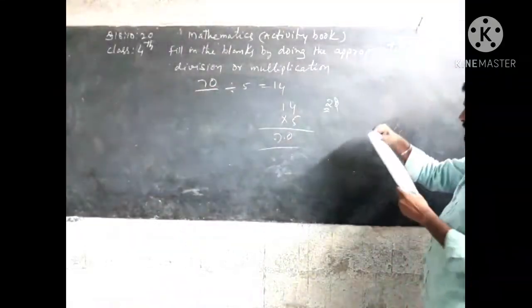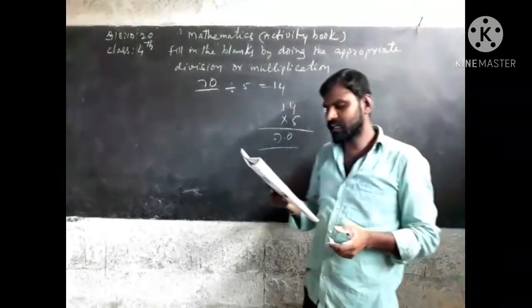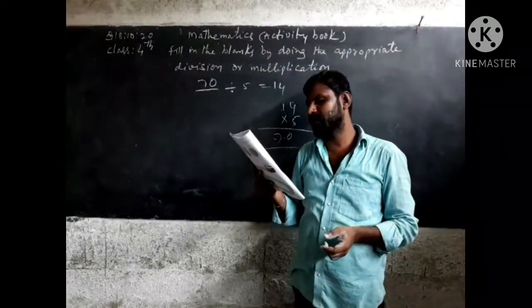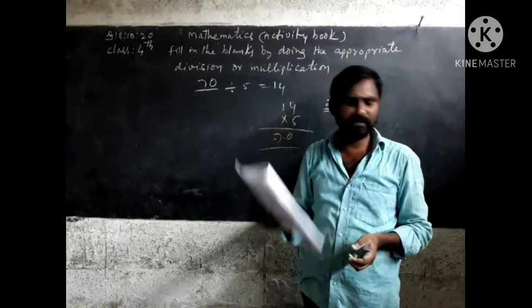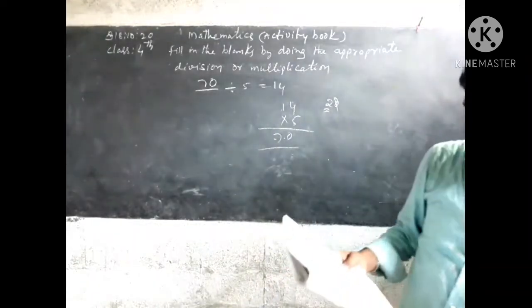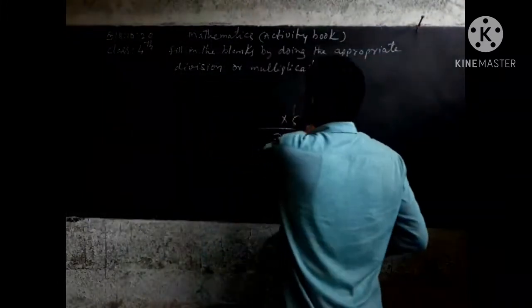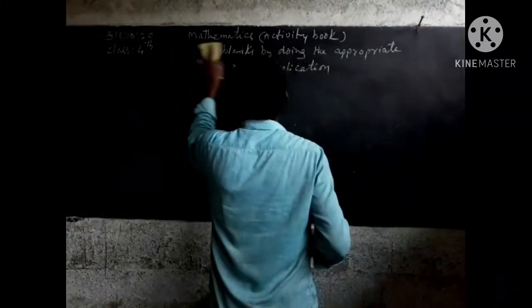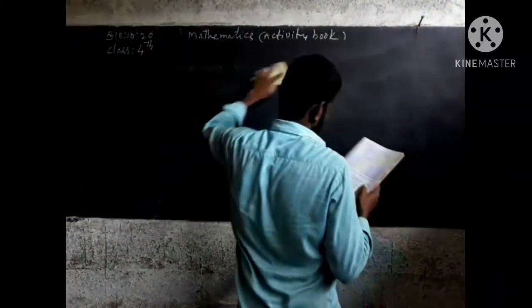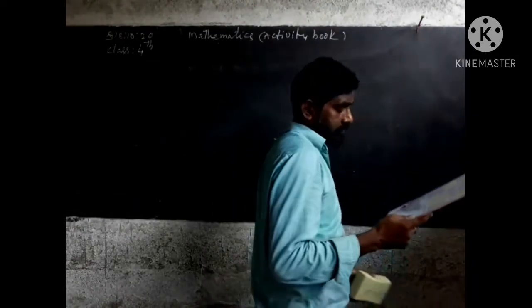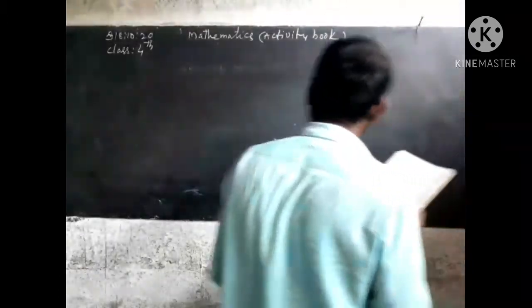Now next, multiplication and division are inverse operations. By the following given example, solve the following. See here, listen carefully. This is very easy. Solve the following.